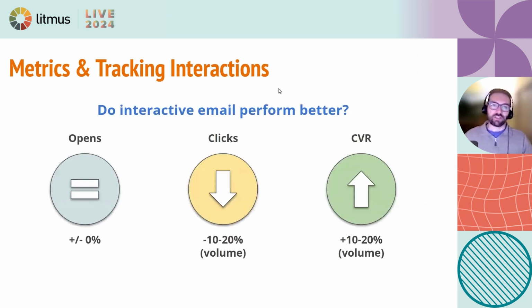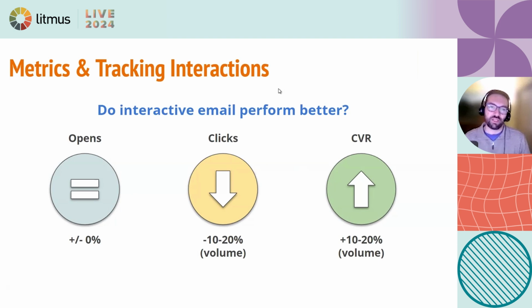In terms of how interactive emails do on our main KPIs, open rates stay about the same. No one knows the email is interactive until it's open anyway. The actual raw clicks do tend to go down a little bit, about 10 to 20%. But the CVR goes up 10 to 20%.